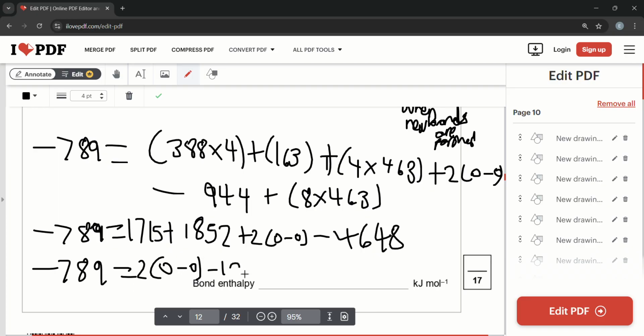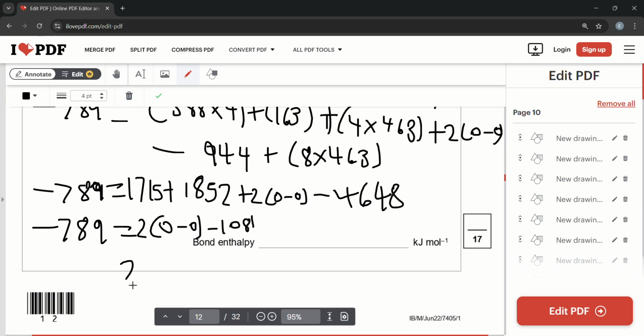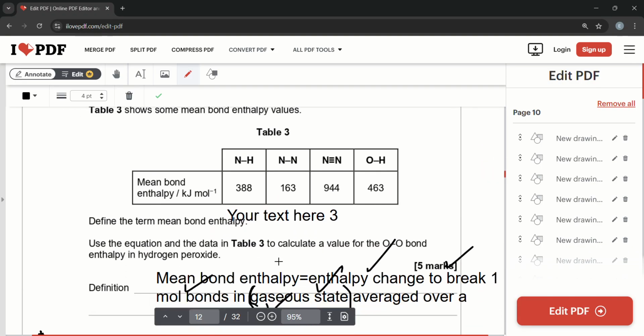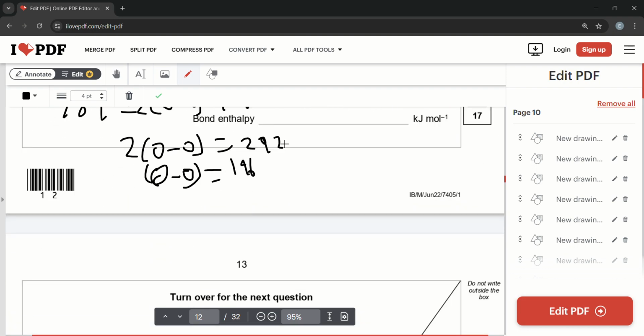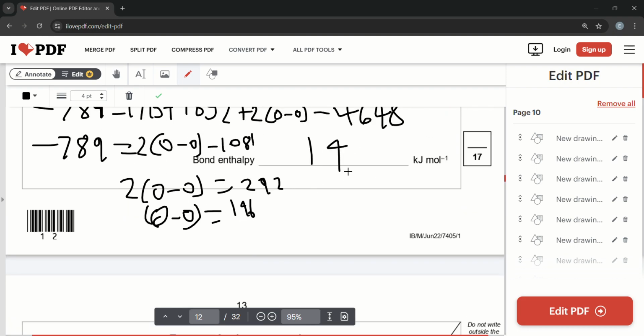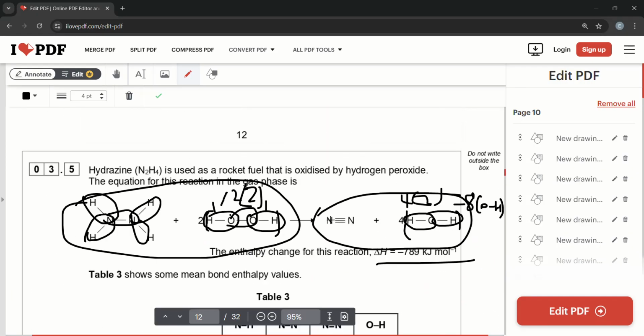So we get 2x minus 1081. 2x equals, we'll add 1081: minus 789 plus 1081, 292. Therefore, O-O is going to be equal to 292 divided by 2, which is 146. And therefore, the bond enthalpy for the O-O bond is going to be 146. That is the end of question 3.